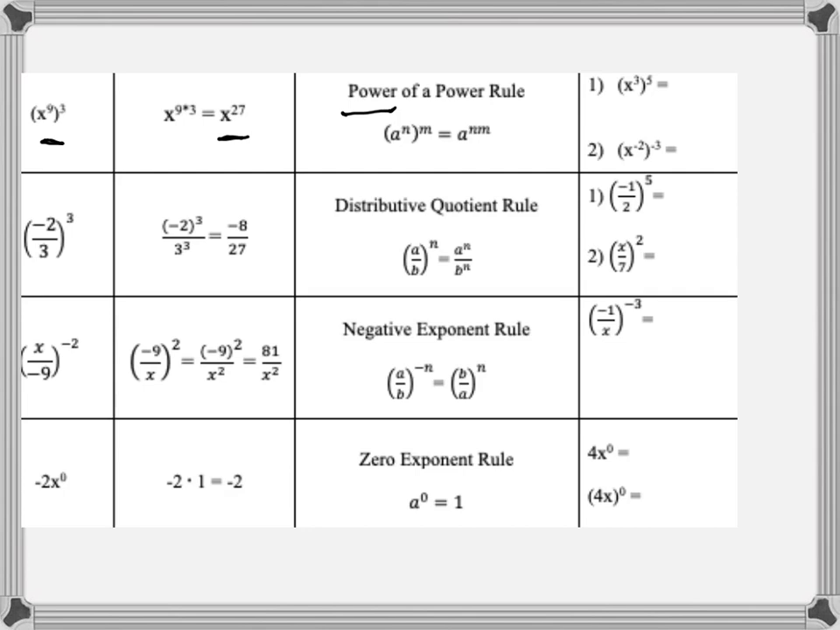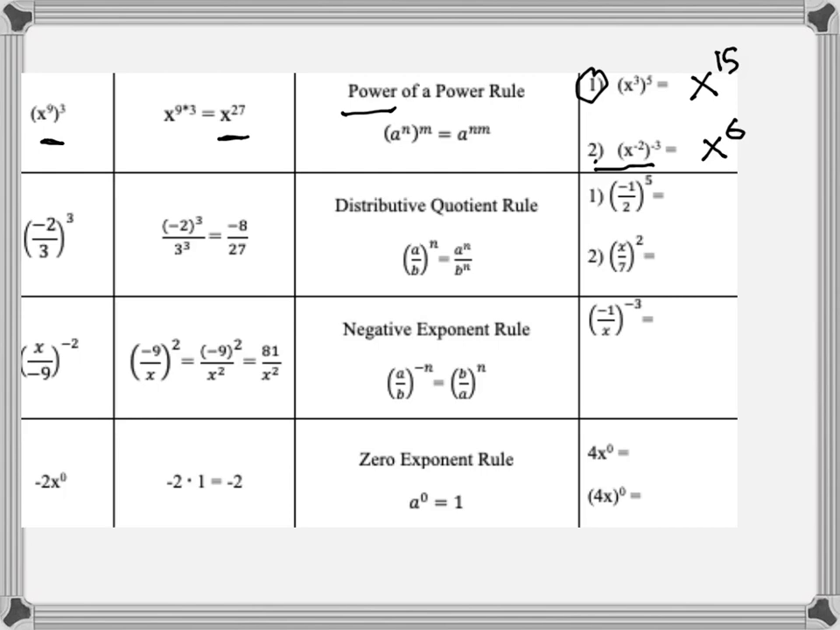So on the side here, we've got x to the power of 3 to the power of 5. 3 times 5 is 15. This property still works regardless of if we're dealing with positive or negative exponents. So in this example, we have x to the power of negative 2 to the power of negative 3, and negative 2 times negative 3 is positive 6.